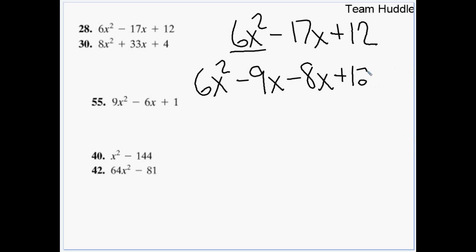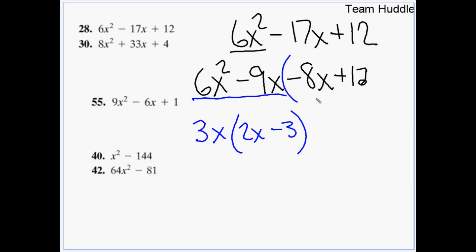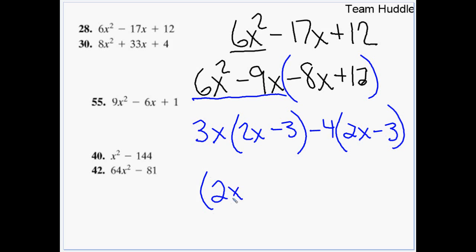So we haven't really changed the problem. It just looks a little different. Instead of negative 17, we have minus 9 and minus 8. So now it turns into factor by groups. Out of the first group, pull out a 3x, leaving 2x minus 3. Out of the next group, pull out a negative 4, leaving 2x minus 3. And then we put our factors together. One of them will be the 2x minus 3, and then the leftovers, the 3x and the minus 4.